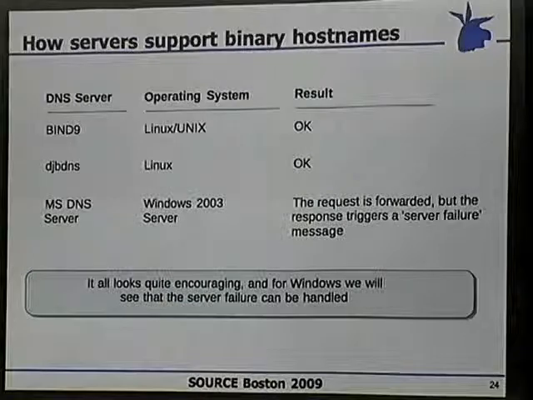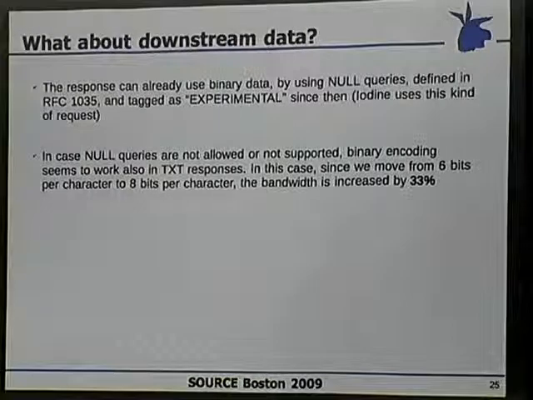As I said, we will see that through the presentation. Now this is upstream data. How does it look downstream? Iodine implements null queries. It would request a null query which can already contain arbitrary binary data. The problem with the null query is that it's marked as experimental, so we can use it, but we shouldn't rely on it because some servers might not have implemented it. Hence, we would like to fall back on TXT requests, which should be implemented as standard anyway.